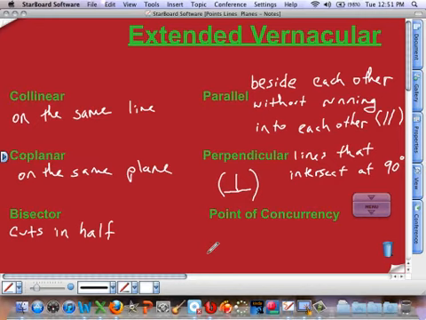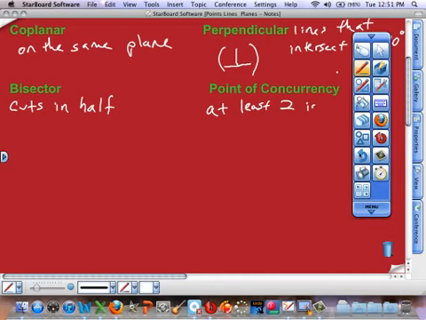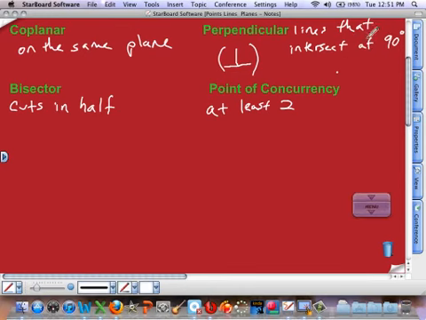Okay. Point of concurrency is basically what Sarah said. It's where 3 lines are intersecting. It's basically where at least 2 lines intersect. And one thing I want you guys to be used to is what they have in common.